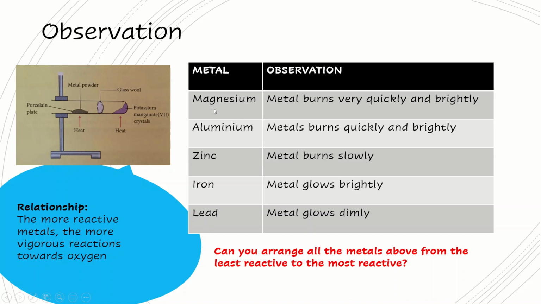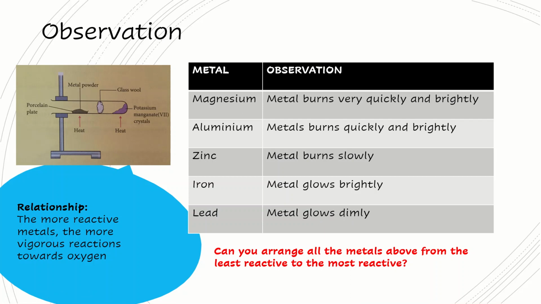Okay, so let's say this is the observation, this is the result. So when we heat the metals, okay, let's say we have magnesium, observation dia, magnesium ni burns very quickly and brightly. Aluminium pula burns quickly and brightly. Dia tak sama macam magnesium. Magnesium lagi cepat, yang ni cepat. Okay, zinc burns slowly. Iron glow saja, dia berbara sahaja dengan nyalaan yang terang. Lead glow dimly dengan malap.